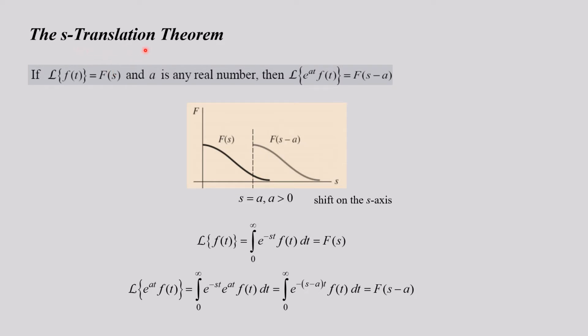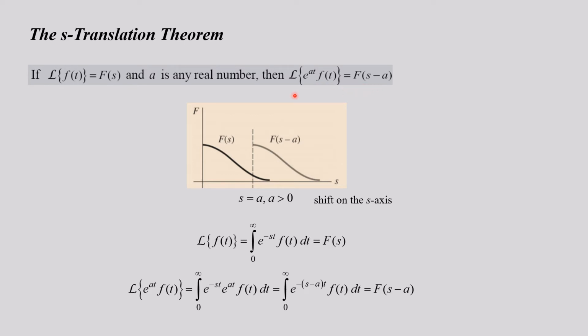The S translation theorem. If the Laplace transform of f of t is equal to F of s and a is any real number, then the Laplace transform of e to the power of at f of t is equal to F of s minus a. Now what does this theorem mean? It means that if we multiply f of t by e to the power of at and we want to get its Laplace transform, then the answer is not F of s, but instead the s now is replaced by s minus a. So that the Laplace transform of e to the power of at f of t is equal to F of s minus a.